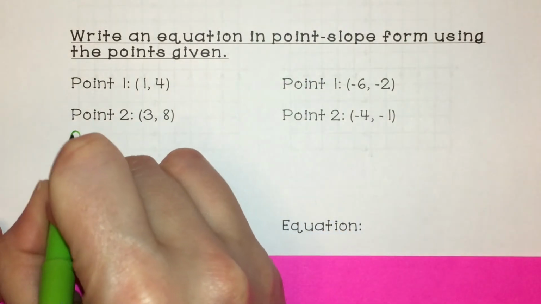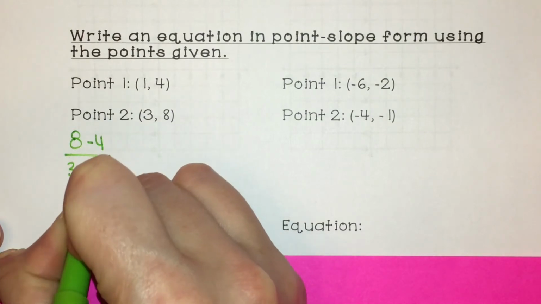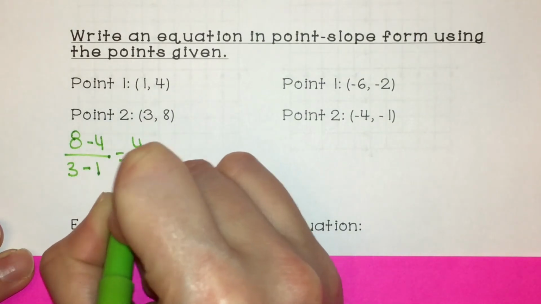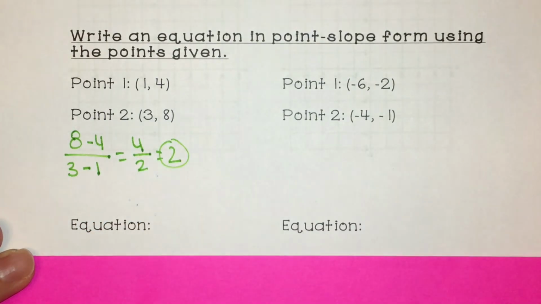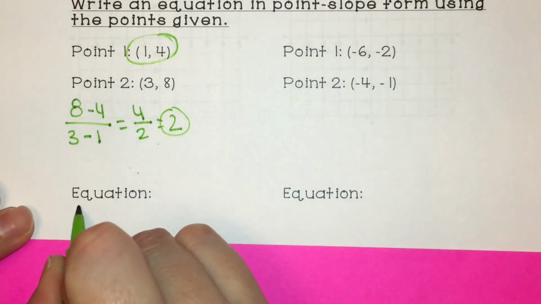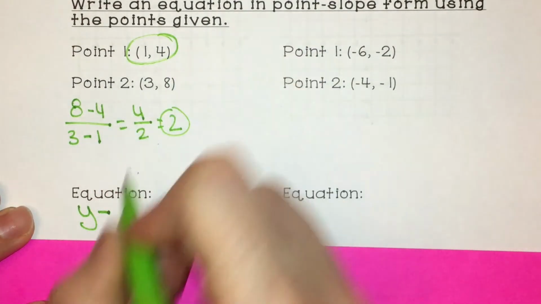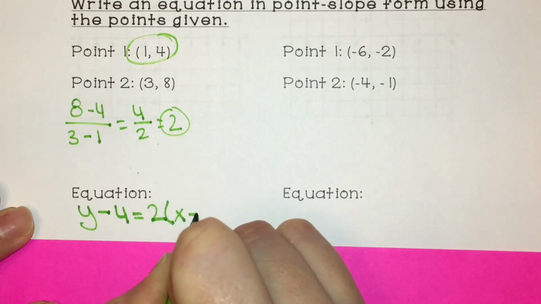We have y2 minus y1 over x2 minus x1, which gives us 4 over 2, which is 2. So my slope is 2. I'm going to use this point, which tells me our equation is y minus 4 equals 2 times x minus 1.